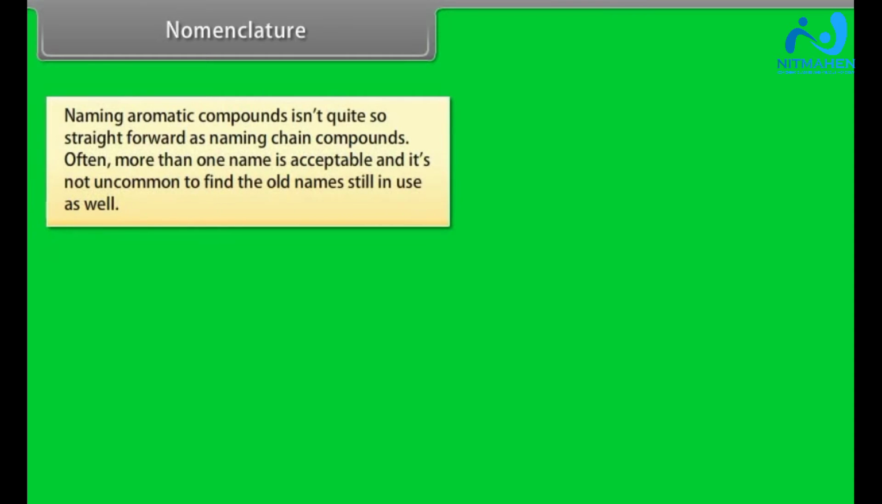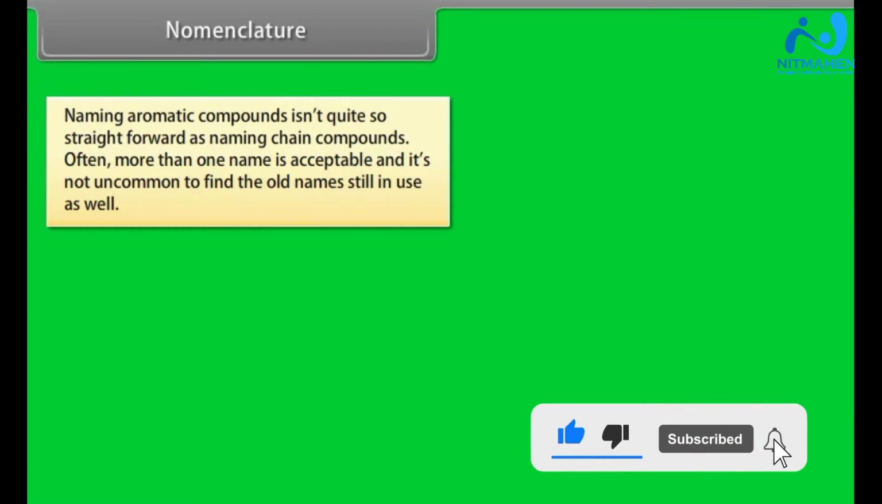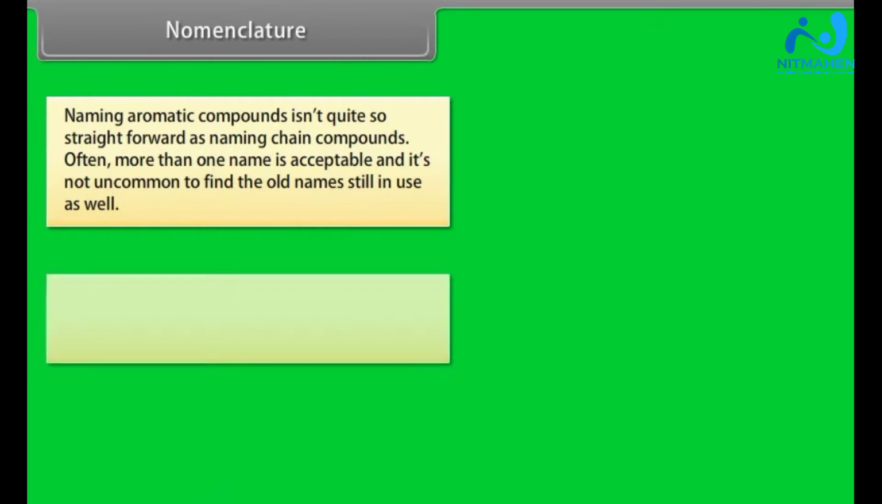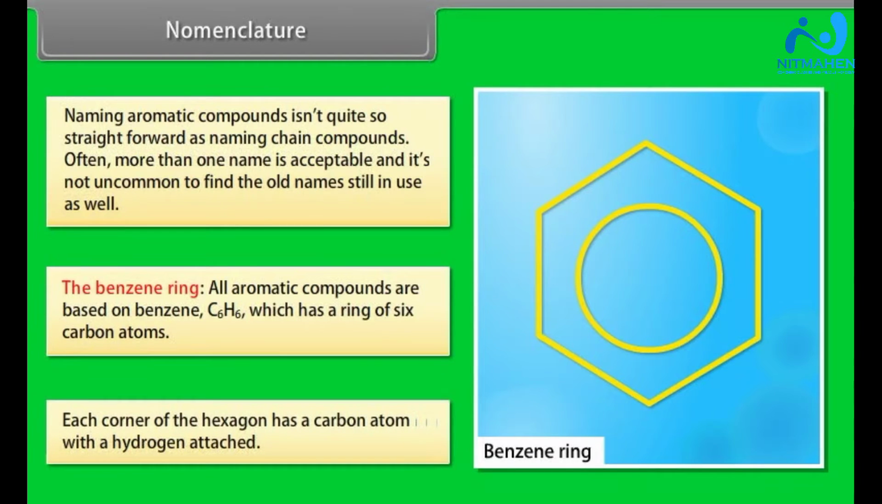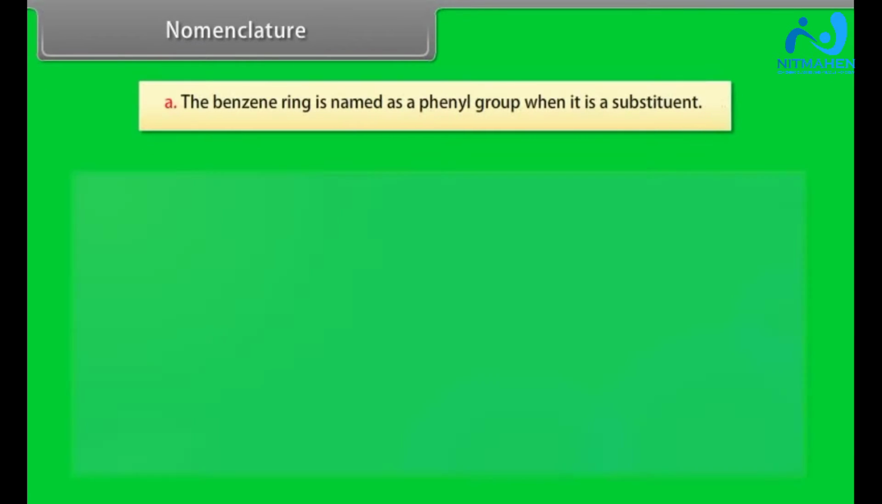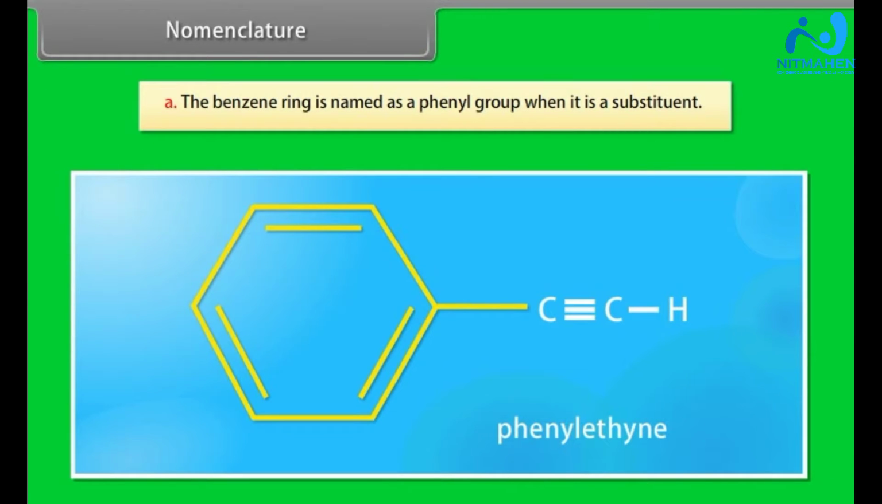Nomenclature. Naming aromatic compounds isn't quite so straightforward as naming chain compounds. Often, more than one name is acceptable and it's not uncommon to find the old names still in use as well. The benzene ring. All aromatic compounds are based on benzene, C6H6, which has a ring of 6 carbon atoms and has this symbol. Each corner of the hexagon has a carbon atom with a hydrogen attached. A. The benzene ring is named as a phenyl group when it is a substituent.